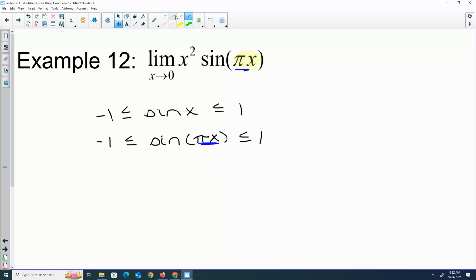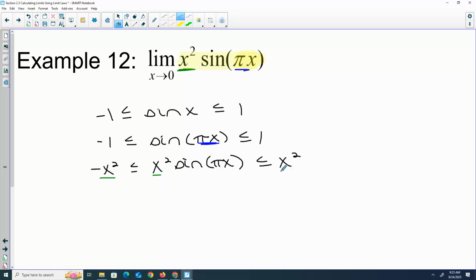Now what would we do? We need to get that x squared. Since x squared is positive, we can just multiply by it. If it were an x, would I be able to do that? No, because we wouldn't know if we flipped our inequalities or not. So I get negative x squared less than or equal to x squared sine of pi x less than or equal to x squared. All right, so now I have all of this stuff.